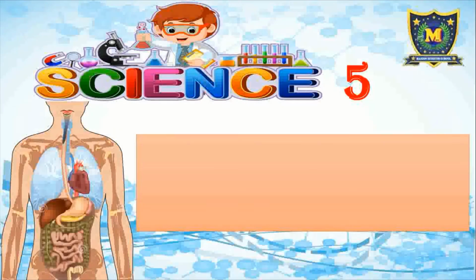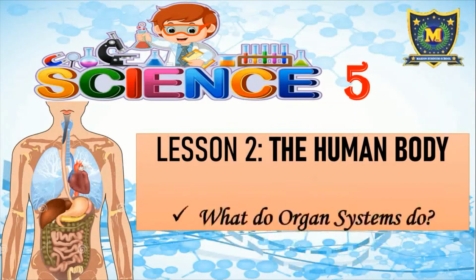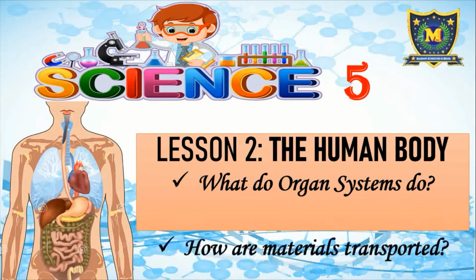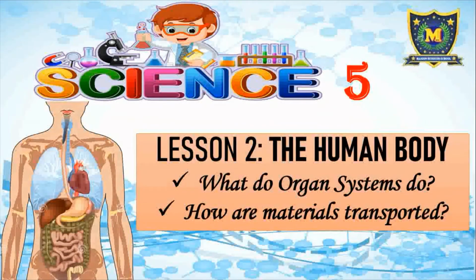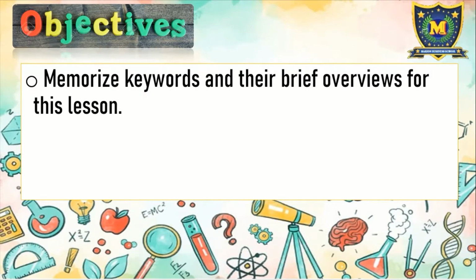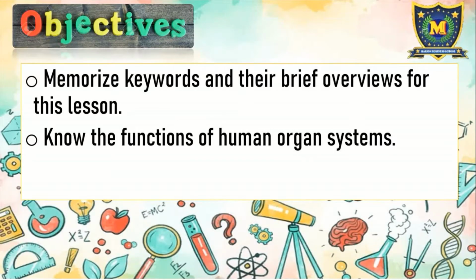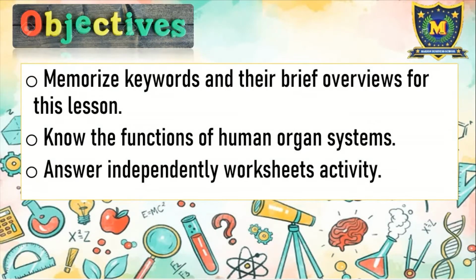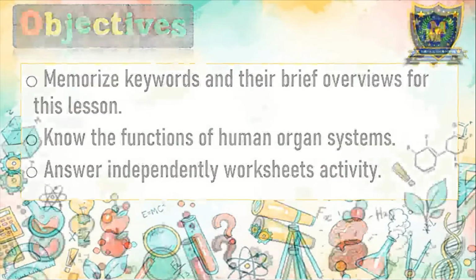Welcome to your Science 5, Lesson 2, The Human Body. What do organ systems do? How are materials transported? Objectives for this lesson: memorize keywords and their brief overviews for this lesson. Know the functions of human organ systems and answer independently worksheets activity.